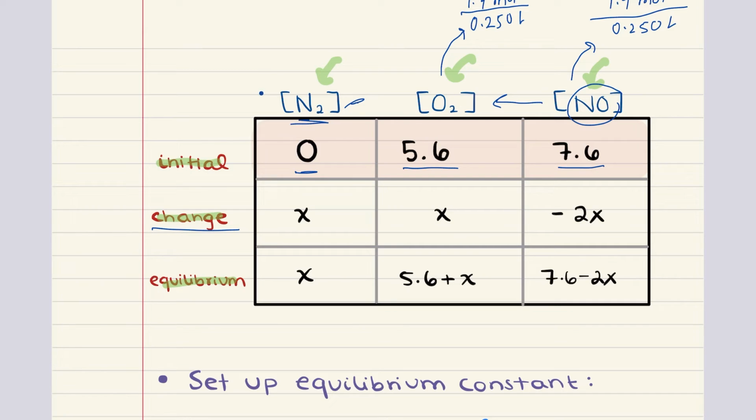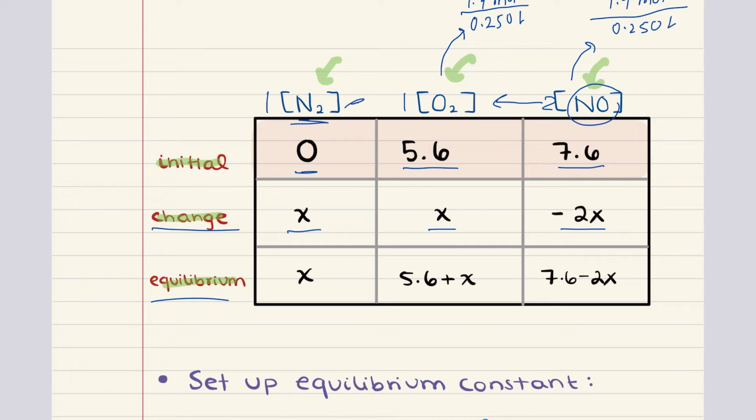Now for every mole of nitrogen gas formed, 1 mole of oxygen gas is also formed. There's a 1-to-1 ratio here. For every mole of nitrogen and oxygen gas formed, 2 moles of nitrogen monoxide are consumed. And so for this reason, the changes will be plus X for nitrogen and oxygen gas and minus 2X for nitrogen monoxide.